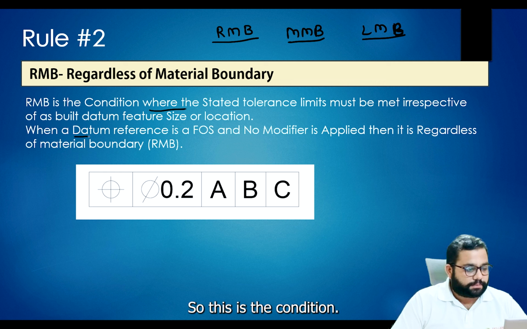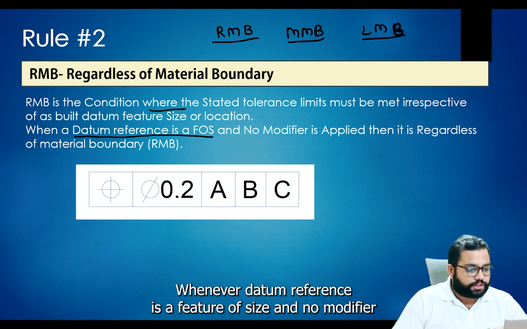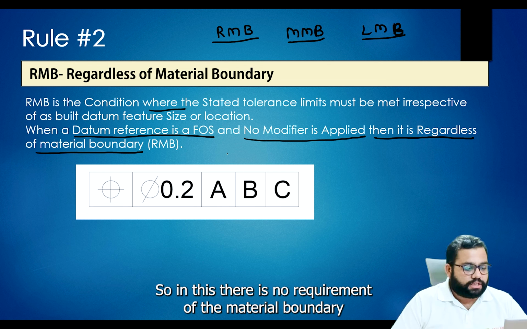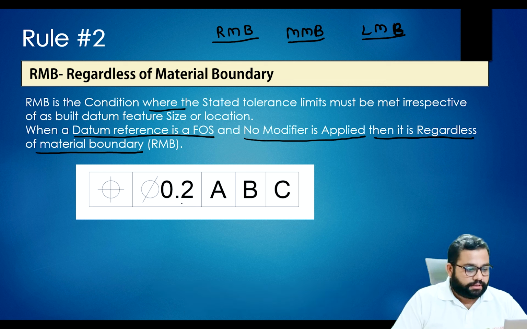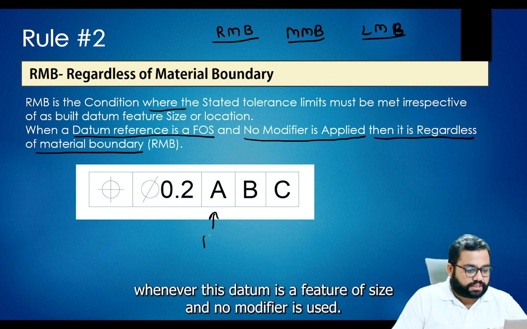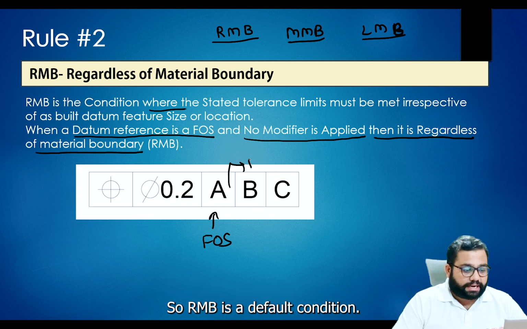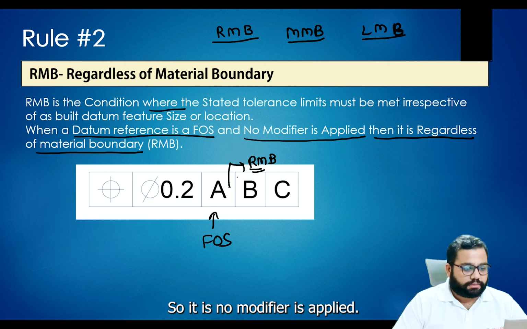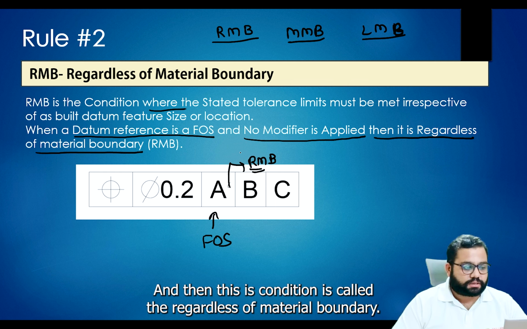So this is a condition. Whenever a datum reference is a feature of size and no modifier is applied, then it is the regardless of material boundary. Okay. So in this, there is no requirement of the material boundary. Whenever this datum is a feature of size and no modifier is used, this is a default condition. So RMB is a default condition. In this case, no modifier is required. Okay. So when no modifier is applied, this condition is called the regardless of material boundary.